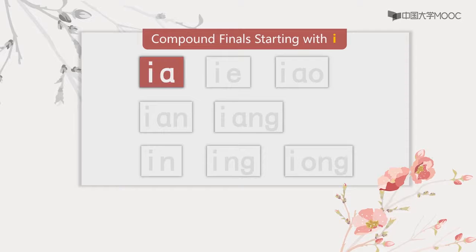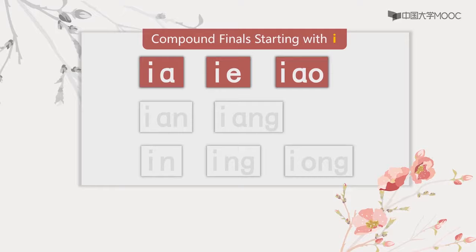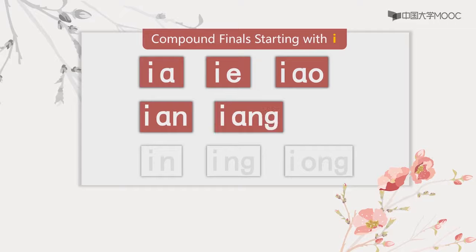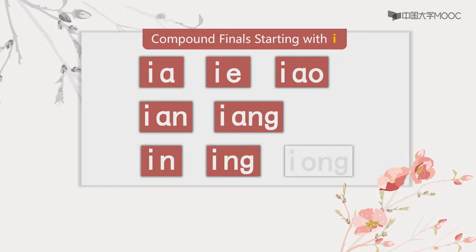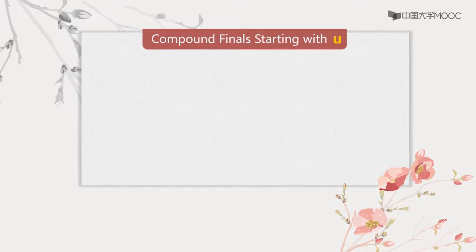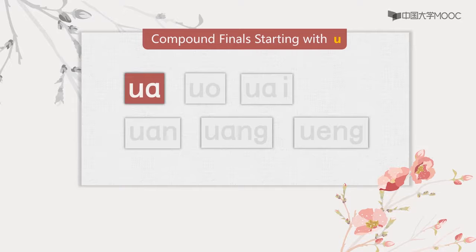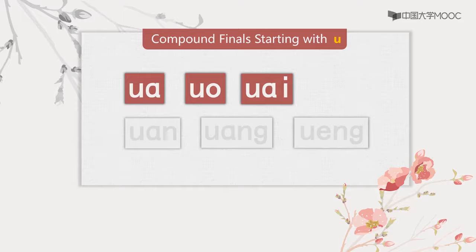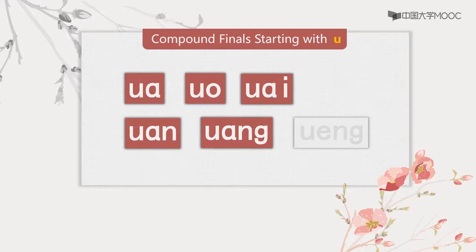Okay, let's quickly review. Ya, 鸭, ye, 椰, yao, 腰, yan, 烟, yang, 央, yin, 阴, ying, 英, yong, 庸. Here we have some compound finals starting with u, 哇, 窝, 歪, 弯, 汪, 翁. Some examples.